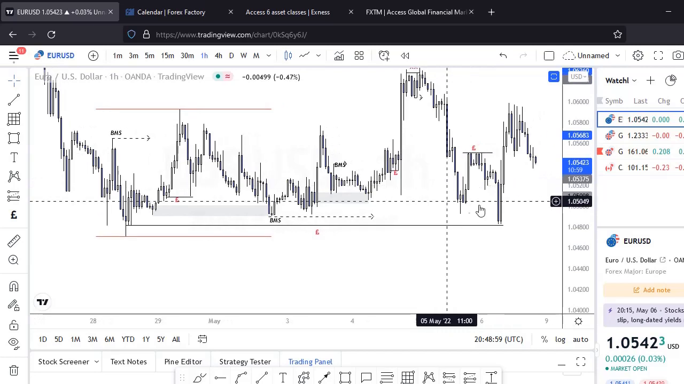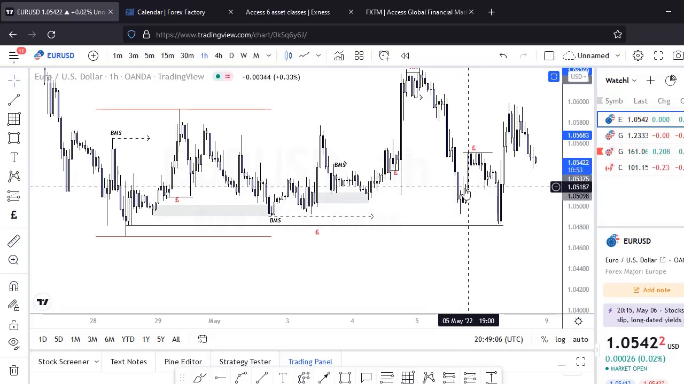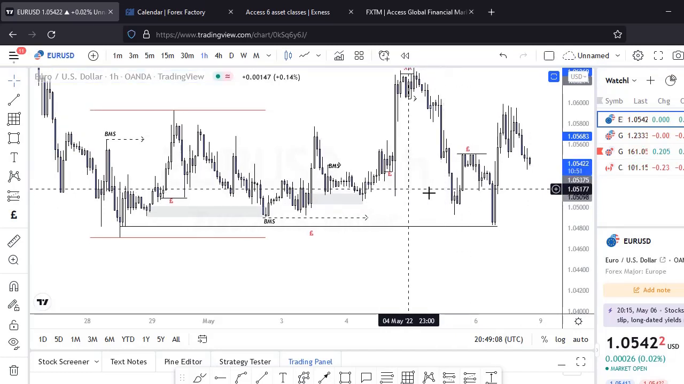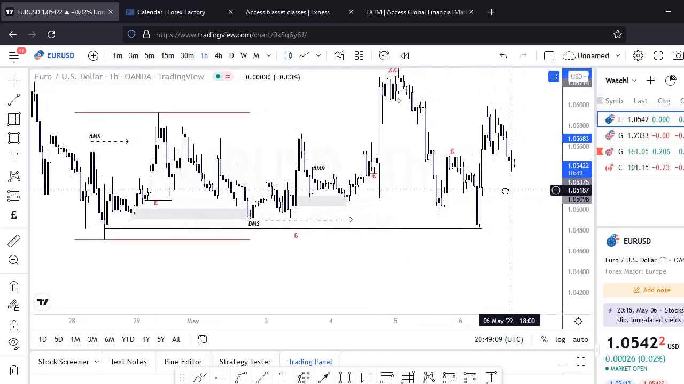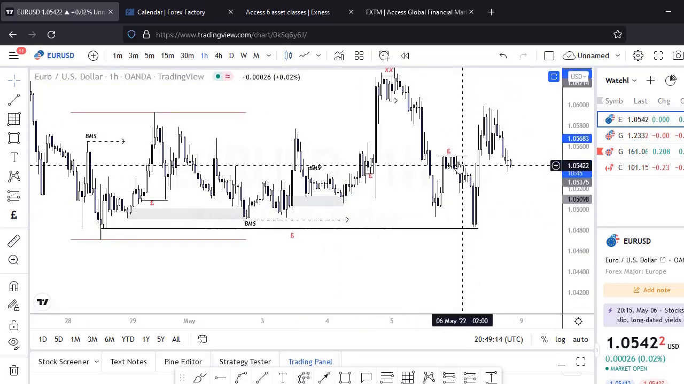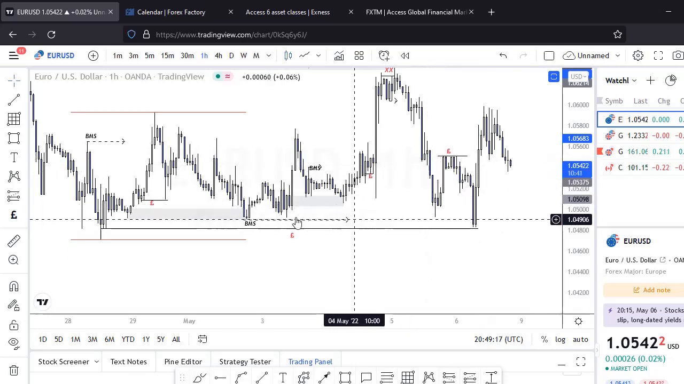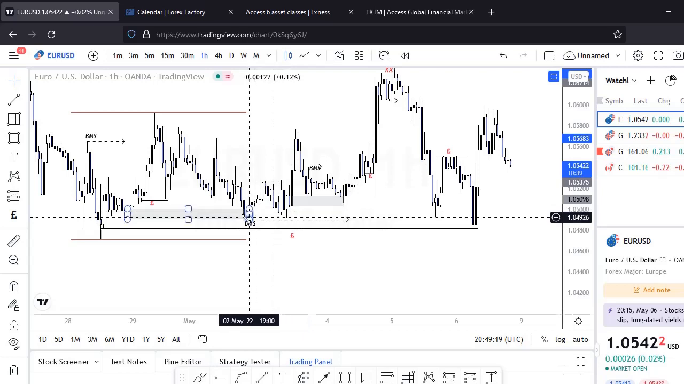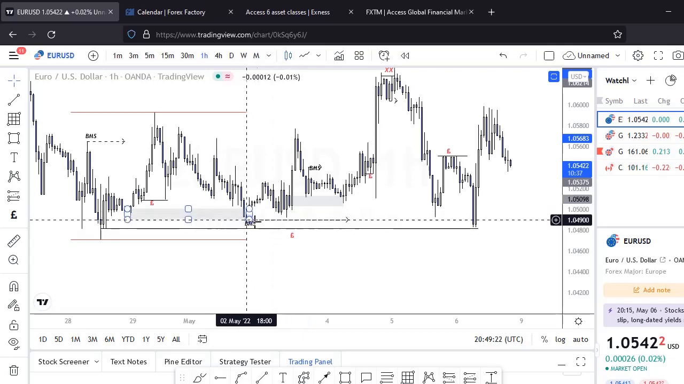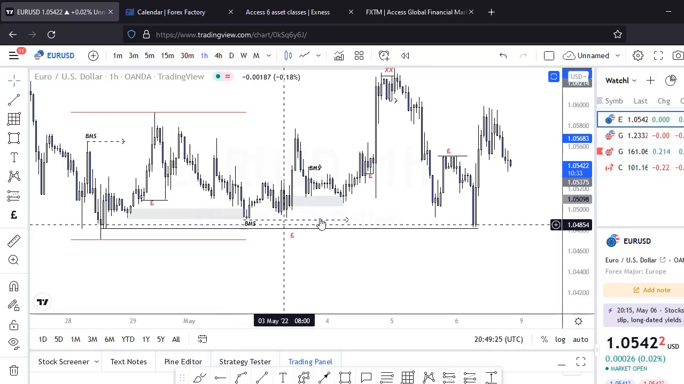Then I did not really take this trade. I was always looking at high probability setups, so I was just paying attention to the price action. Then what happened, you can see price came, took out this low, and also took out this low here. That's why you can see that I indicated this area as a BMS.